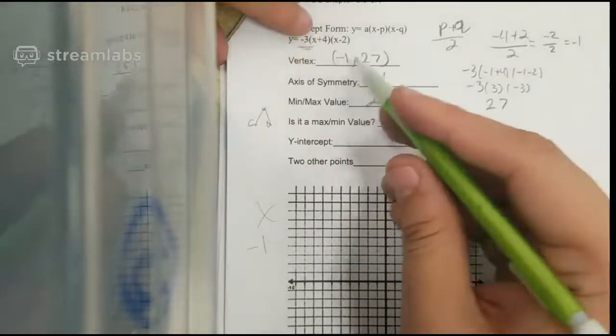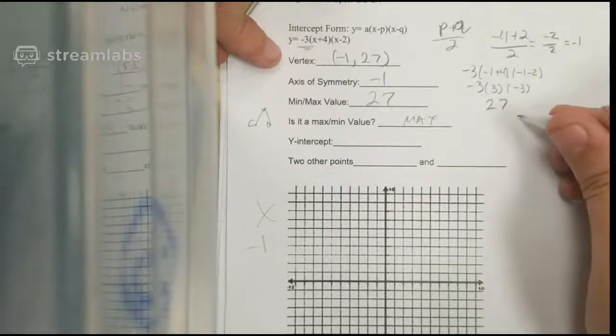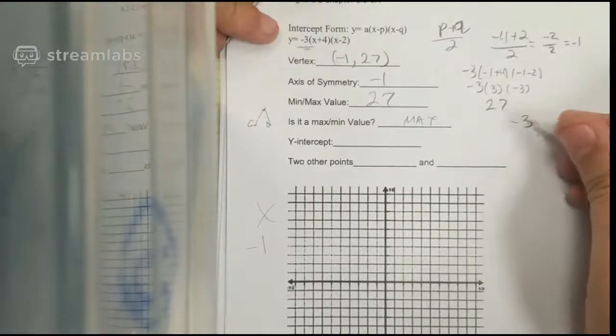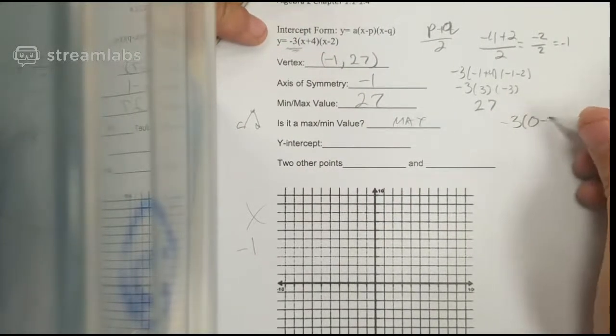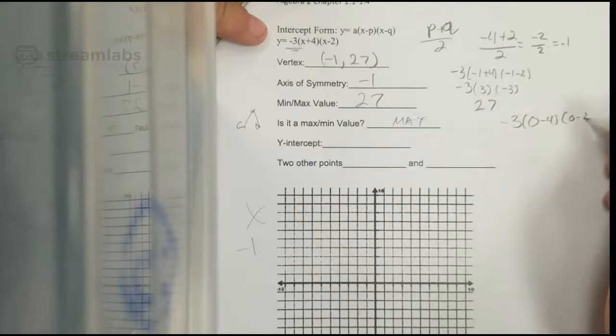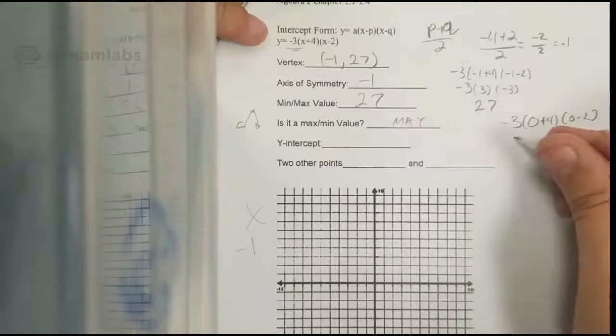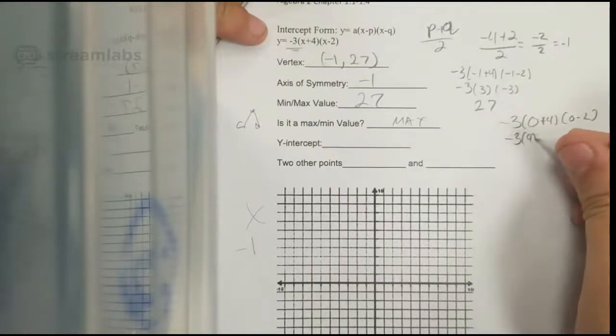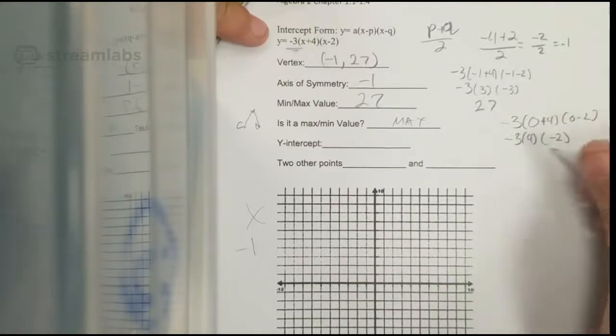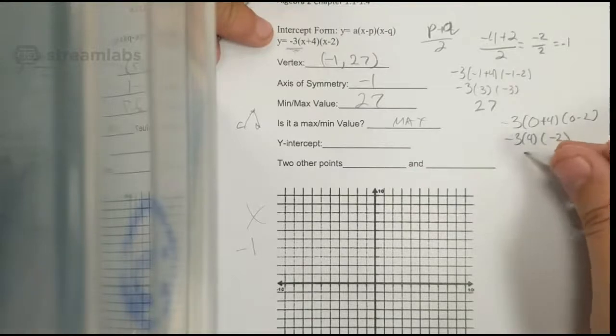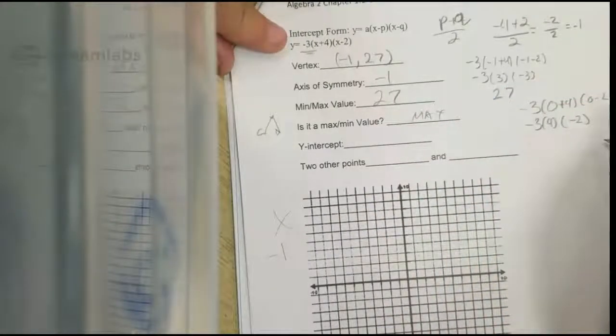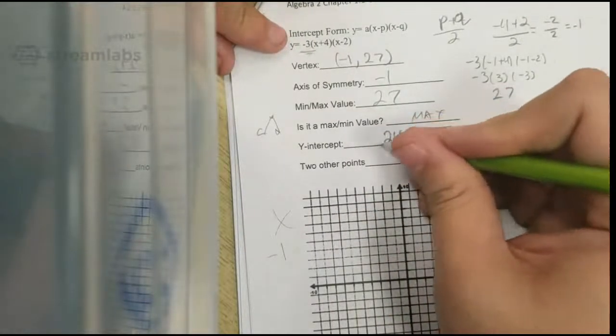Y-intercept, so where does it hit the y-axis? Well, we have to plug in zeros. So negative 3 times 0 plus 4, and 0 minus 2. So that's negative 3 times 4 times negative 2. So that is going to be positive 24. So 0 comma 24.